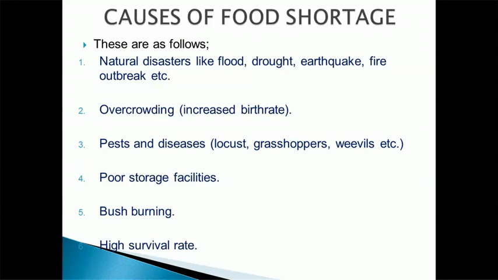Number 2 is overcrowding, commonly known as overpopulation. When we have a higher number of people in a particular area, they tend to feed on the available food, and after a while, it can lead to food shortage. Number 3, pests and diseases. Pests such as locusts, grasshoppers, rats, birds, weevils feed on farm crops, which are food to other organisms, and in the process they destroy them, which can then lead to food shortage.